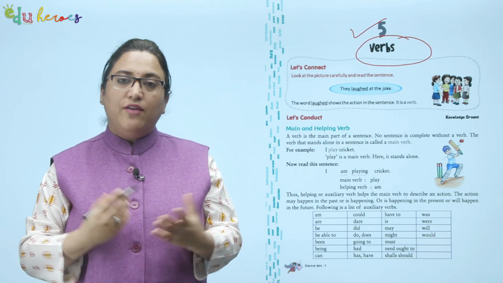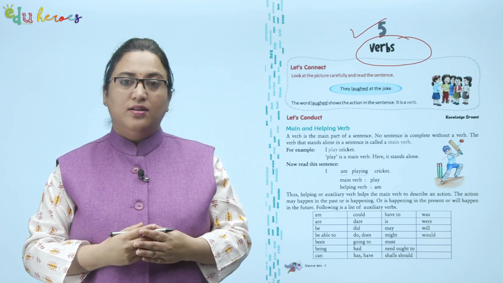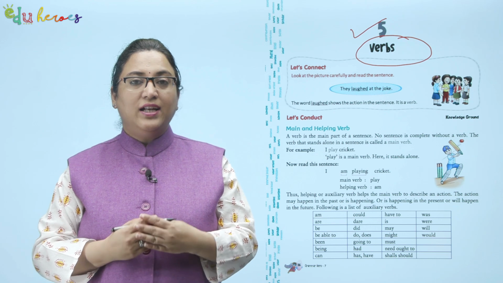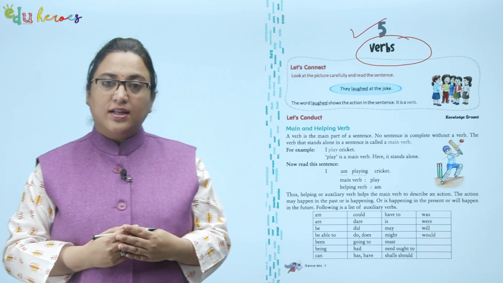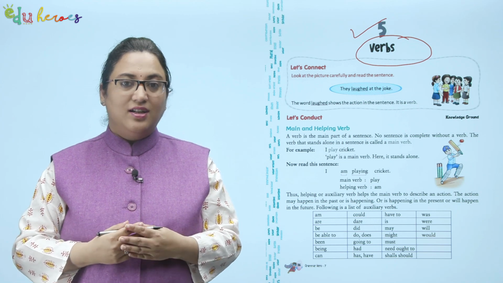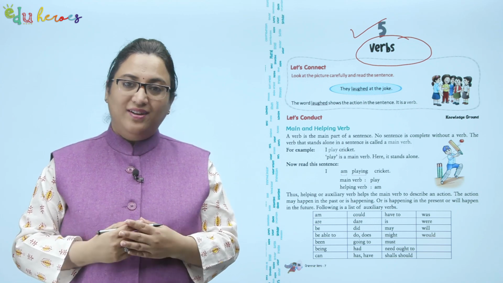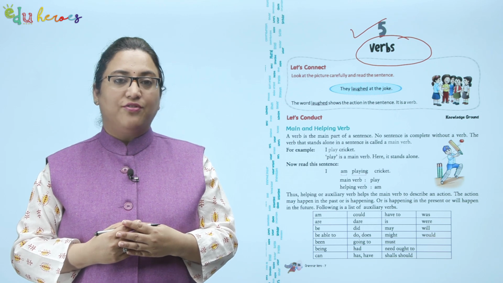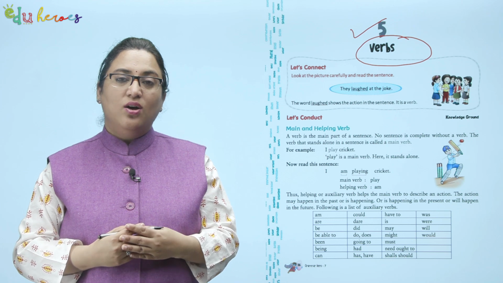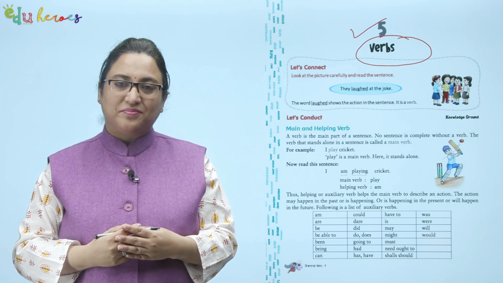To begin with, have a look at the picture given here. There is a group of students just like you standing here. And let's read the sentence along with me. They laughed at the joke. Pay attention to the action happening here. The word laughed shows the action in the sentence. Yes. So, laughed is the verb here.